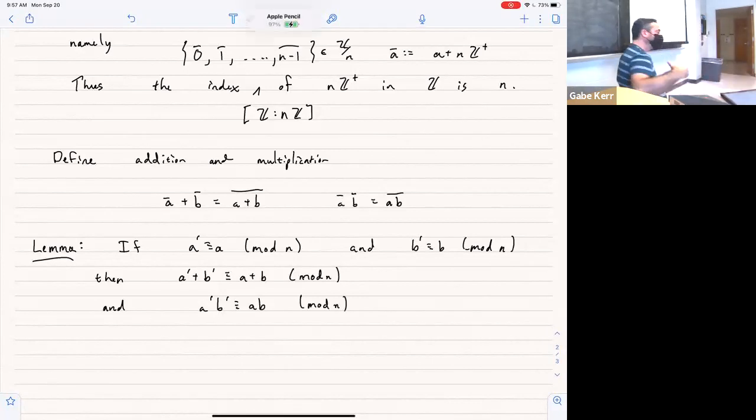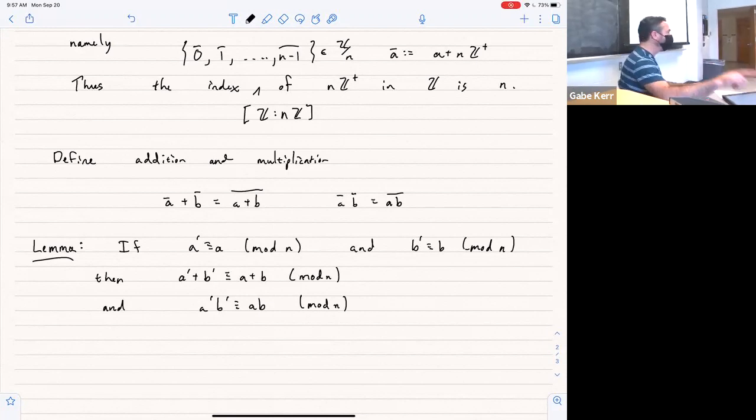This is what we're trying to prove, that what we just did is what's called well-defined. We want to show that addition here is well-defined, that it did not depend on the choices I made when I wrote A and B.